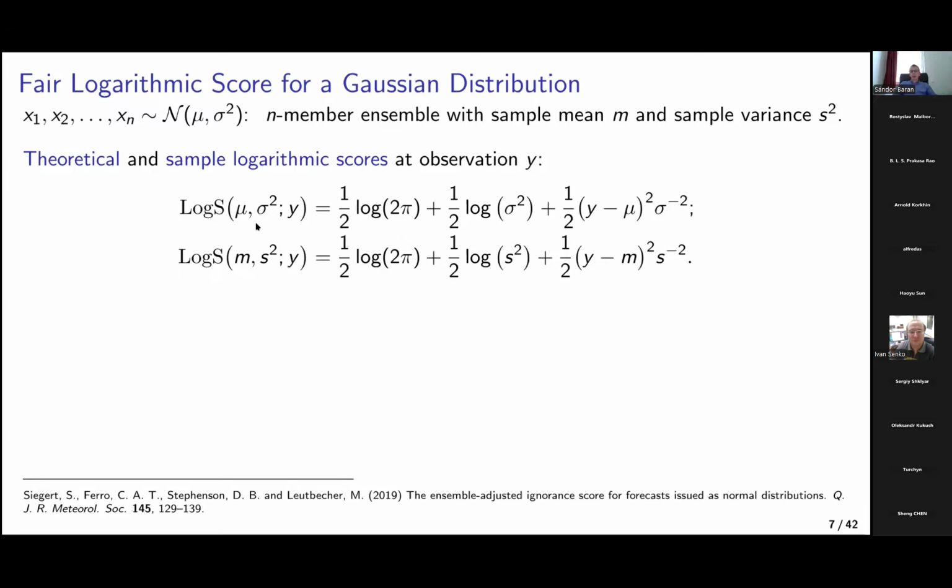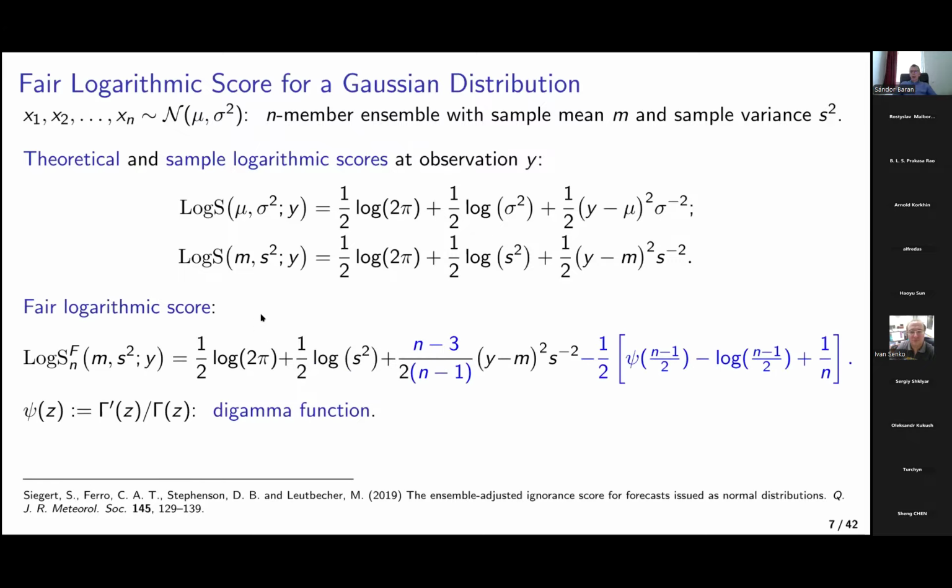And of course, this is the theoretical version of the logarithmic score. So it was the negative logarithm of the density of the Gaussian distribution. But obviously, when we have an ensemble forecast, what can we do? We estimate the mean and the sample variance, and this is the so-called sample logarithmic score. And what Ziegert et al. derived is the fair version of the sample logarithmic score. And I hope it's visible on your screen that there are some blue parts here. And these blue parts are the deviations from the original logarithmic score. So we have a modification here. We have an extra term here, where this psi is just the digamma function.